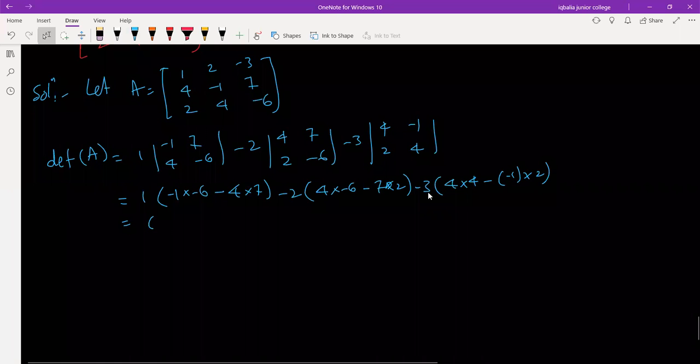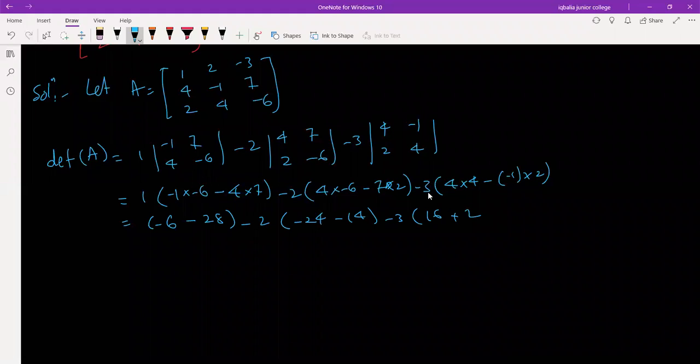1 6, 1 6 minus 1 to 6 minus 6. Minus this 4 will be 7 minus 28, 28 minus minus 2, 2 4 6 minus 24, 24. Then 7 into 2 is 14, minus 14, minus 3 minus 3. 4 into 16, 4 16. Then minus minus 2 minus will be positive. So plus this 2 will be 2. Plus 2 minus 6 minus 28. It will be minus 34.